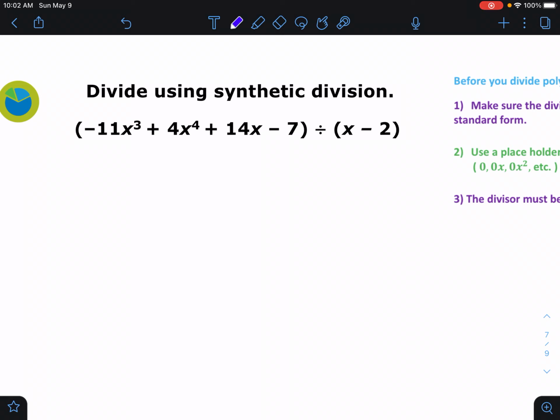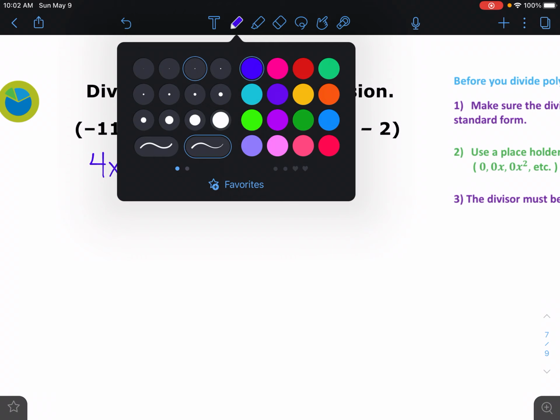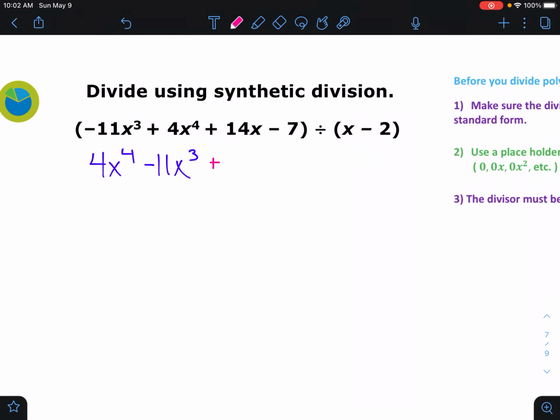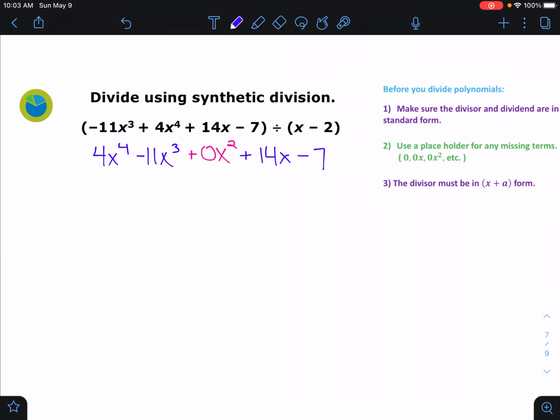So I'm going to rewrite this. Notice there's no x squared term. So I'm going to highlight that by changing colors here and just put plus 0x squared. And then plus 14x. And then minus 7. So really this would be my dividend in standard form with missing terms.